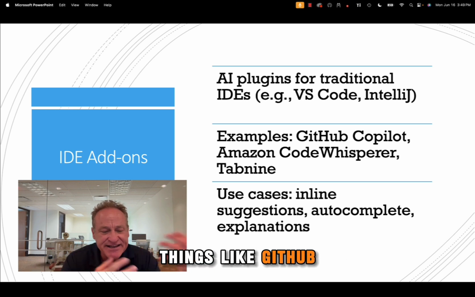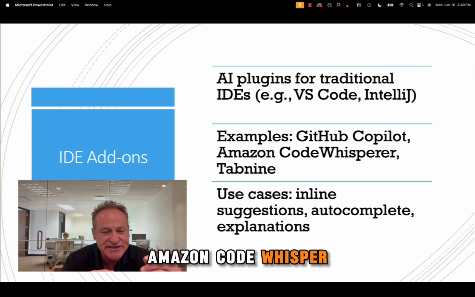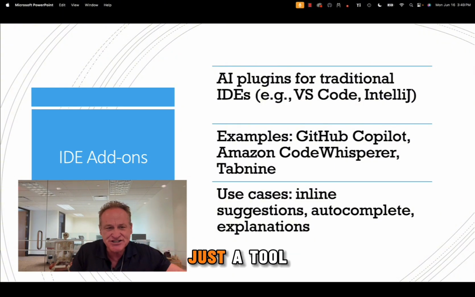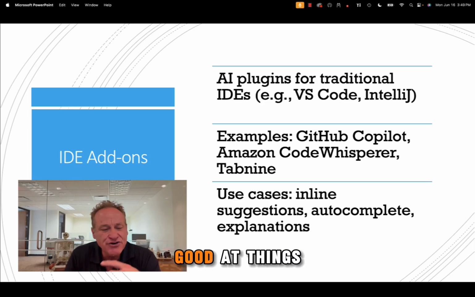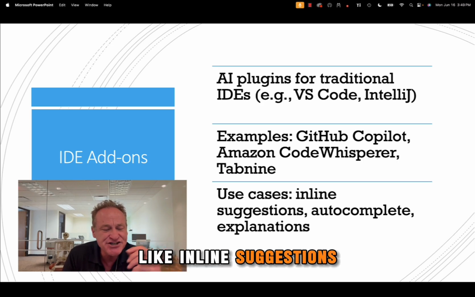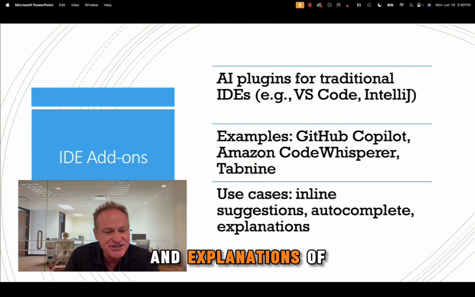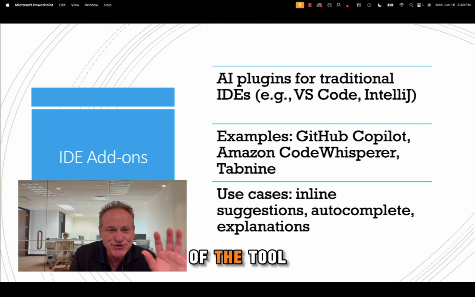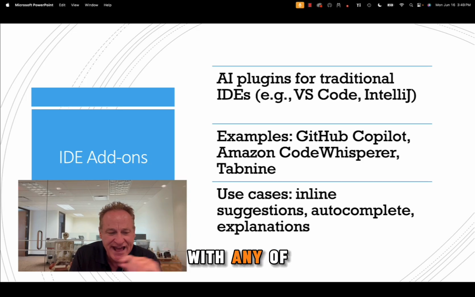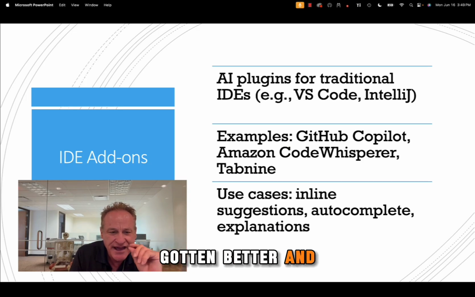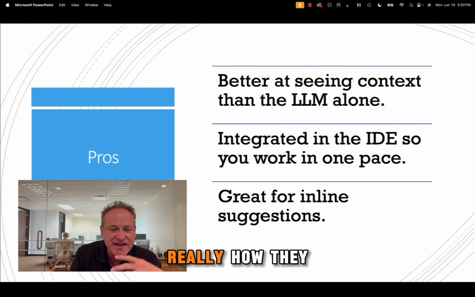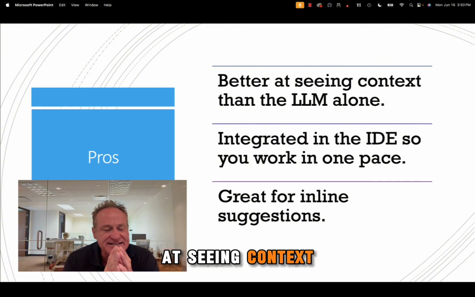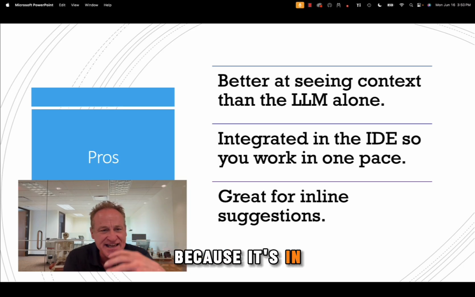And there are things like GitHub Copilot, Amazon CodeWhisperer. You add it into your IDE, and then it's just a tool. And it's really good at things like inline suggestions and autocompletes and explanations of code. But I worked with the earlier versions of the tool, and I definitely was not happy with any of them. I know they've gotten better, and we're going to cover how they work. But it's really better at seeing context than the large language model because it's in the IDE.